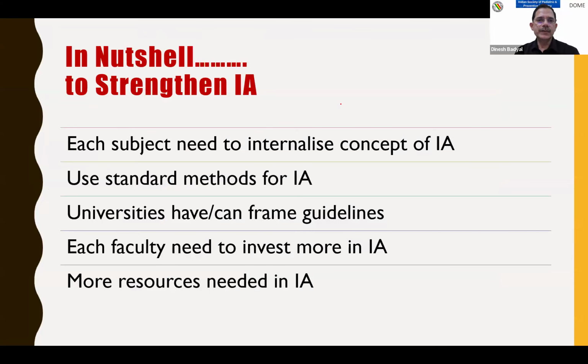So in a nutshell, to strengthen internal assessment, each subject needs to internalize the concept of internal assessment and use standard methods for internal assessment. Many are available. These formats are available. Dr. Ritu will share them with you. Universities can frame guidelines. Each faculty needs to invest more time in internal assessment, and more resources too. So thank you so much.